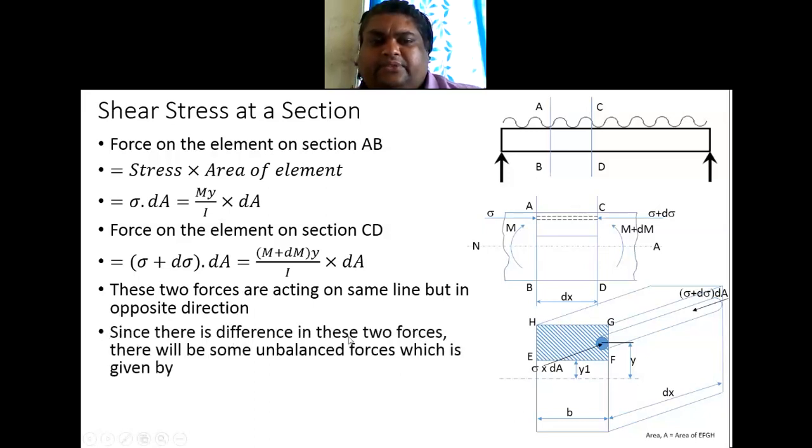Since there is a difference in these two forces, there will be some unbalanced force which is given by (M plus dM) y by I into dA minus My by I into dA. So when you expand this, the M and the M here get cancelled, and what remains is dM by I into y into dA, right? Now this is the unbalanced force on this small element.